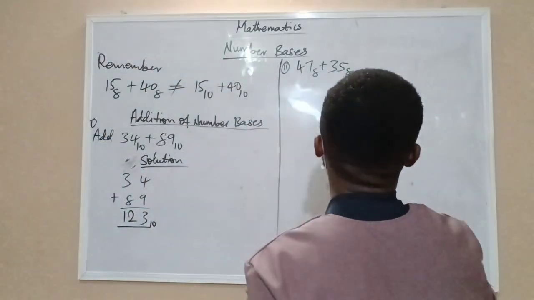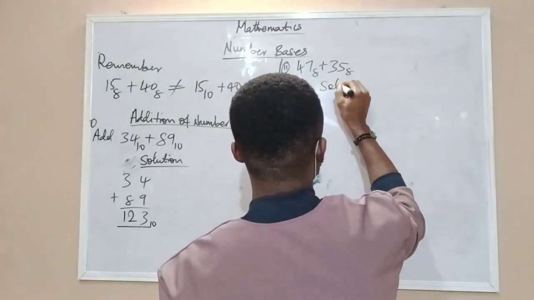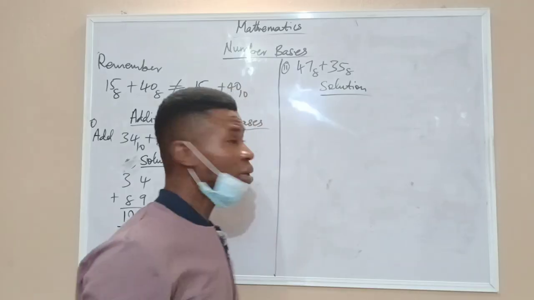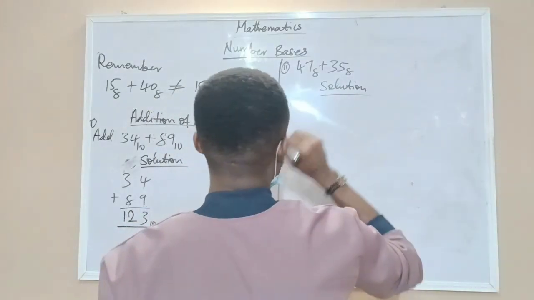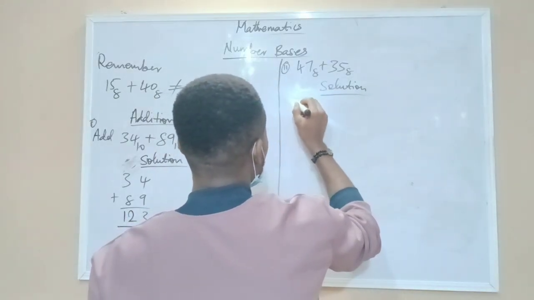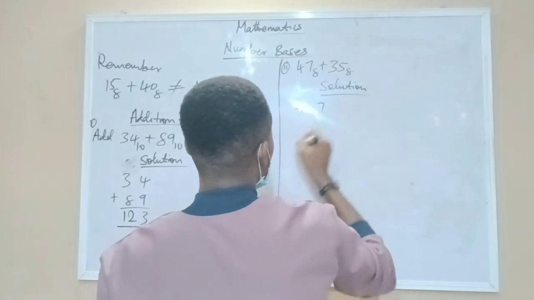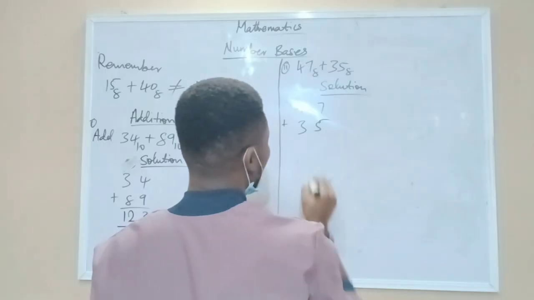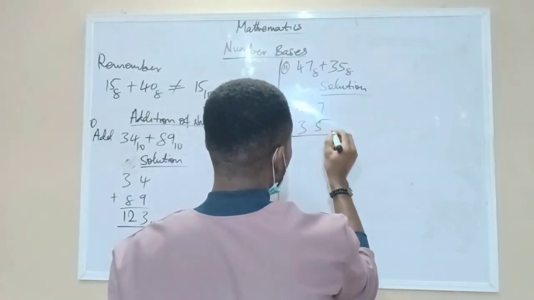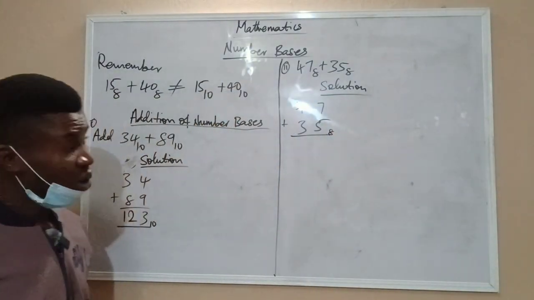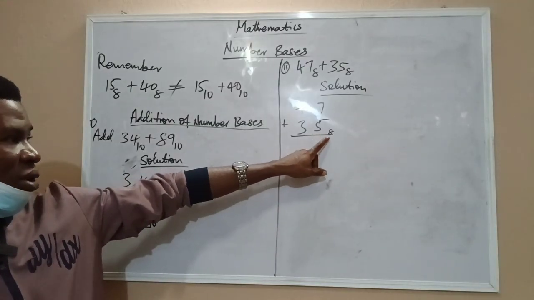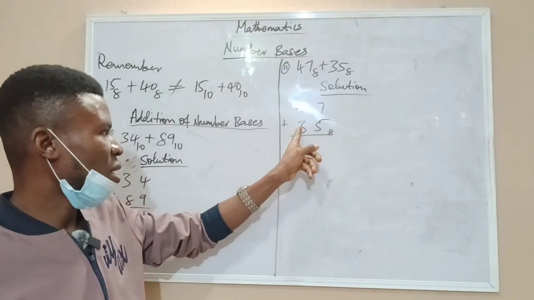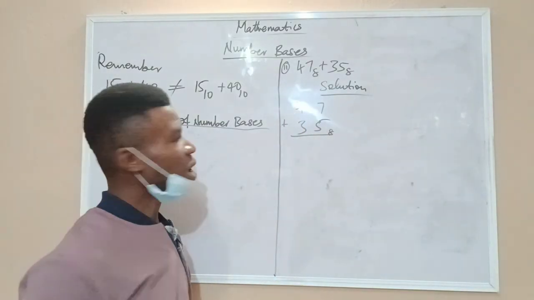Now this one is still normal addition, but there is a little difference. This is 47 plus 35, but remember, it is in base 8. This is just the base I wrote, so it's not part of the numbers. The numbers are 47 and 35. So let's just add them.